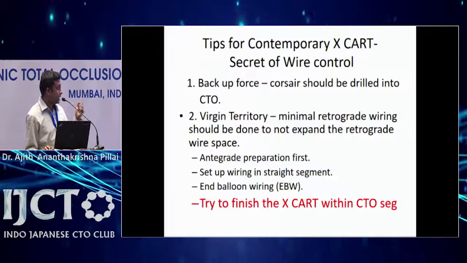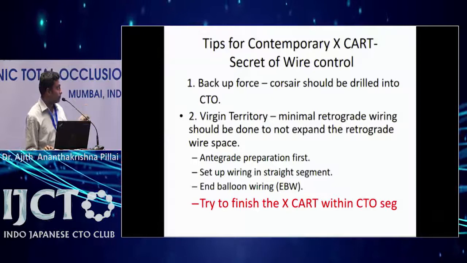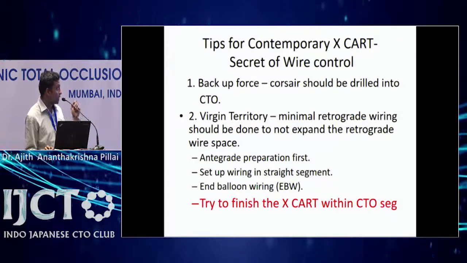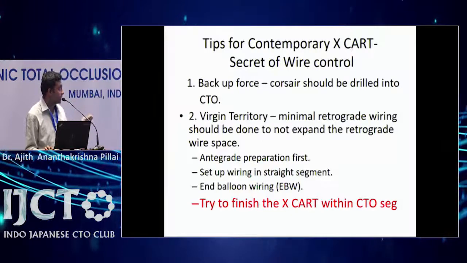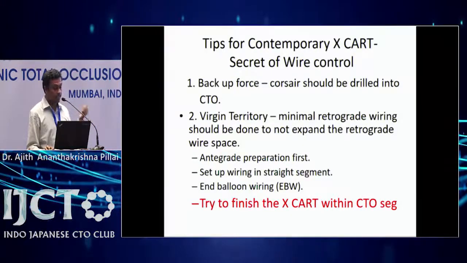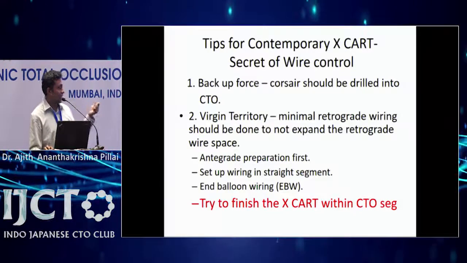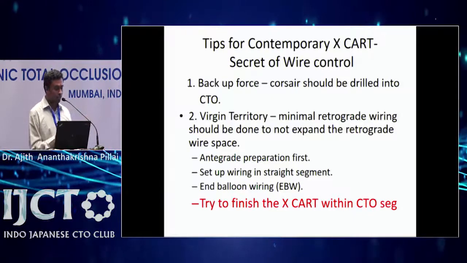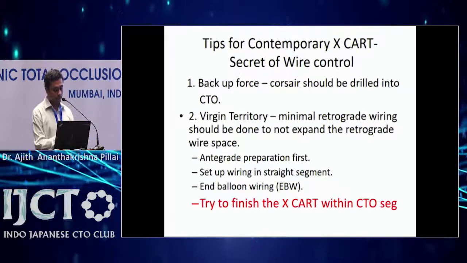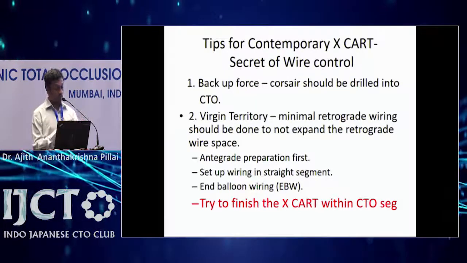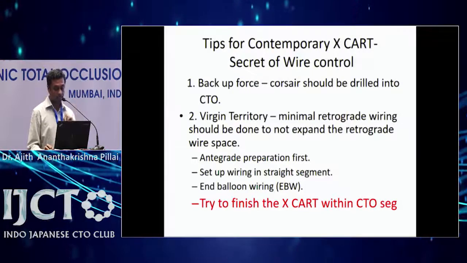Between antegrade and retrograde, make sure that at least one wire is in the true lumen or in the intima. Most likely it is going to be the retrograde wire, because we do antegrade platforming and preparation, and in the majority of cases the antegrade wire will be in the false lumen. Antegrade preparation, set up wiring in the straight segment, avoid tortuous segments for reverse cutting, and then of course end balloon wiring. End balloon wiring is nothing but you deflate the balloon. The moment you deflate, you try to advance the retrograde wire into the antegrade wire compartment, and try to finish within the CTO segment. So these are the tips for contemporary reverse cut.